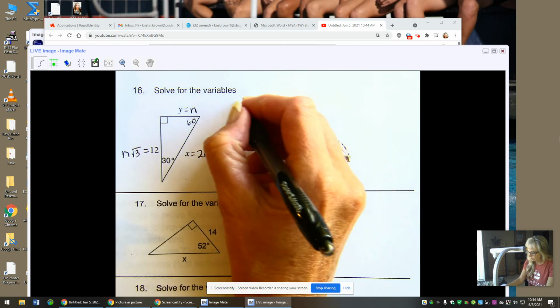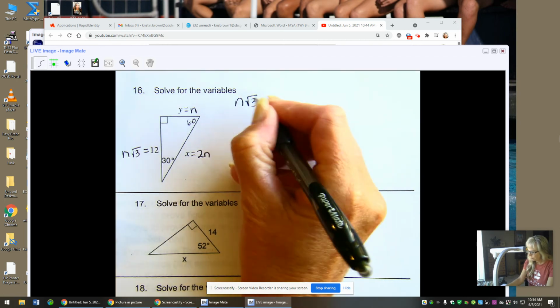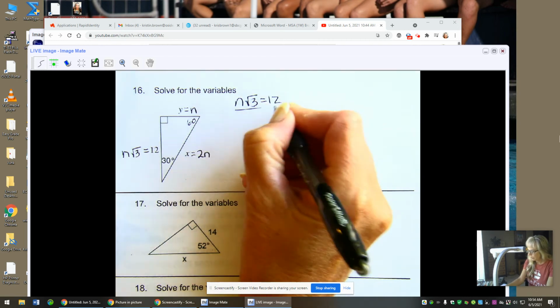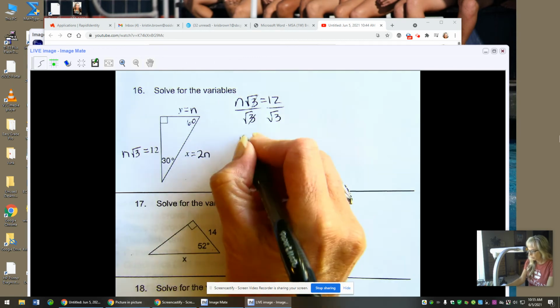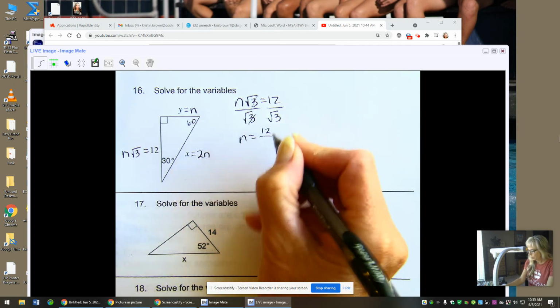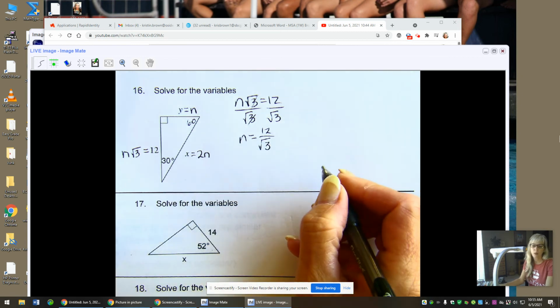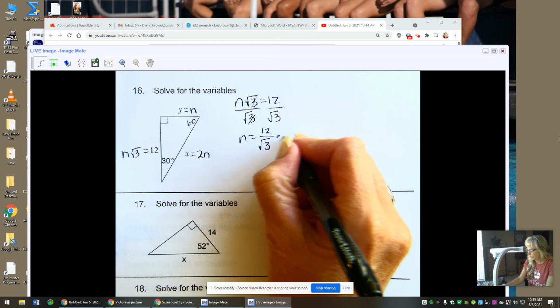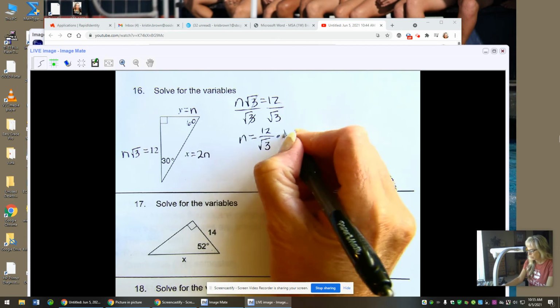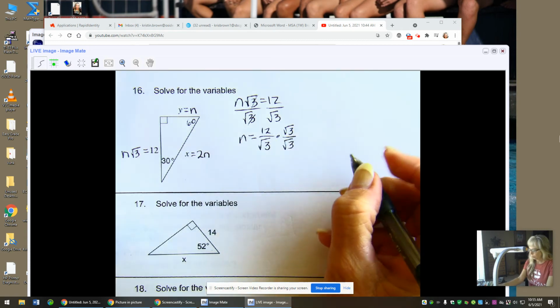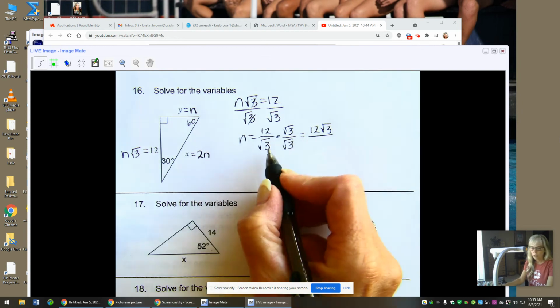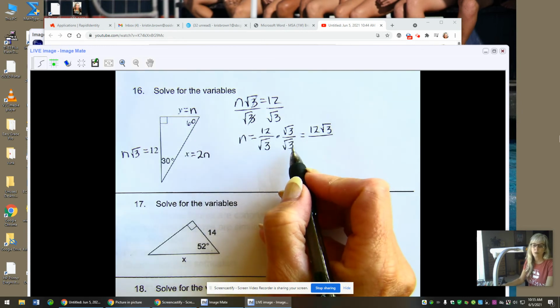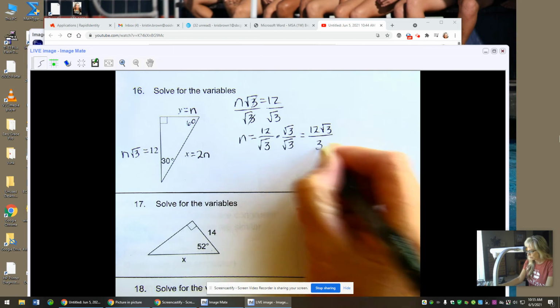So I think I'm going to rewrite it over here. N root 3 is equal to 12. We'll divide out that root 3. That becomes a 1, leaves me with n. We have 12 over the square root of 3, which is a problem because we can't leave the denominator with a radical. So we multiply by root 3 over root 3. That gives us 12 times the square root of 3 over square root 3 times square root 3, which is the square root of 9, which is 3.